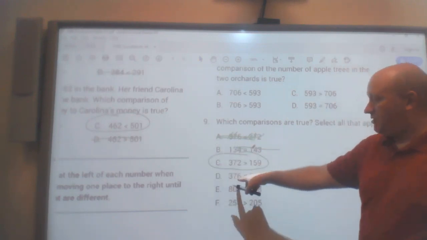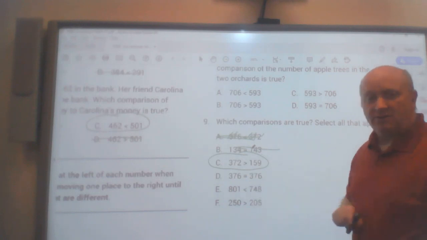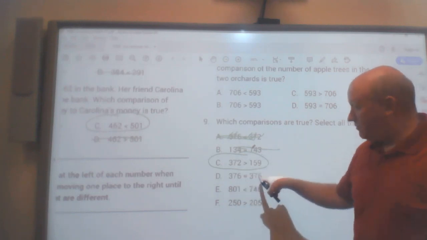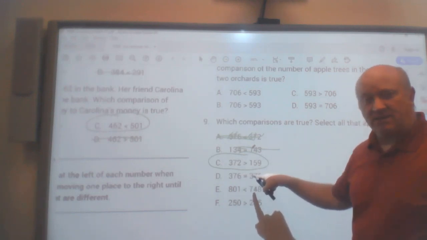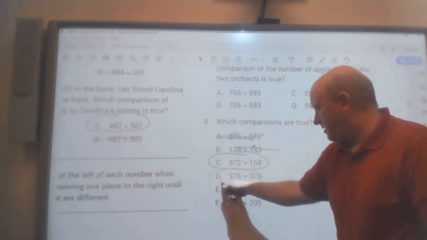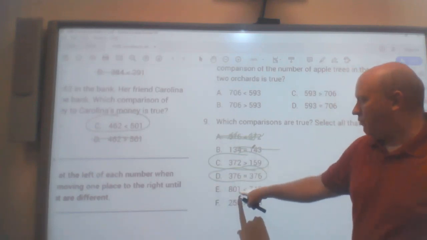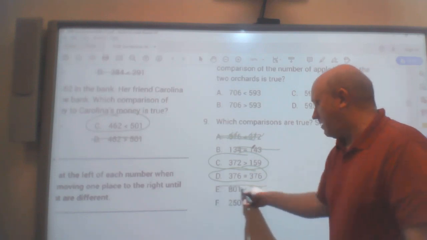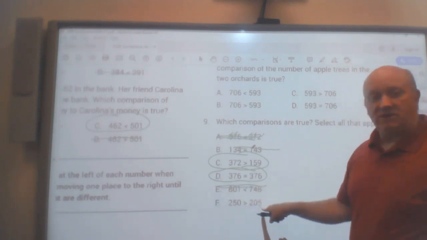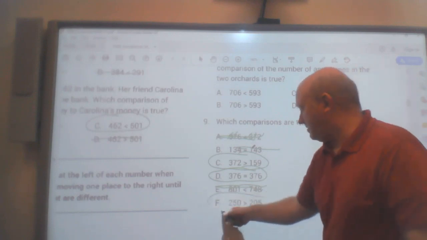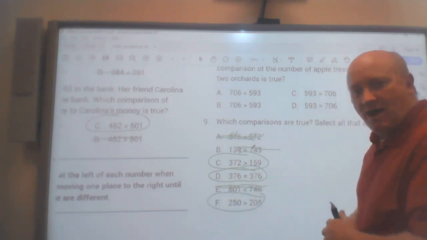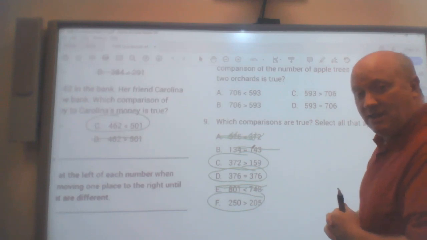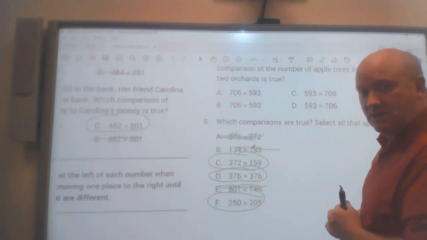Okay? Now, is 372 greater than 159? Yes. Okay. D, is 376 equal to 376? Are both numbers identical on each side of the symbol? Yes. Okay. Is 801 less than 748? Nope. And is 250 greater than 205? Yes. And there we go, guys. Comparison of numbers.